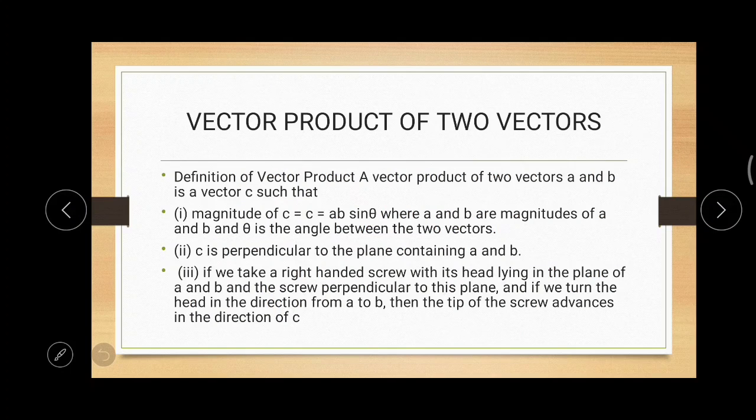Now the definition of vector product: a vector product of two vectors a and b is a vector c such that the magnitude of c is equal to ab sine theta, where a and b are the magnitudes of vectors a and b, and theta is the angle between the two vectors, and c is always perpendicular to the plane containing a and b. The vector product of two vectors a and b will always be perpendicular to the plane where a and b lie.